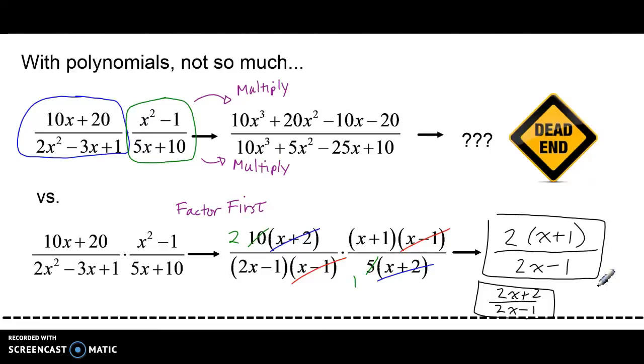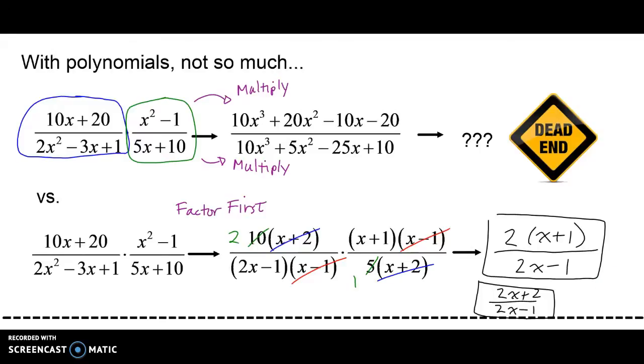In terms of writing on paper for tests in this class, I don't care. Write it either way. Leave everything factored in the top and bottom, or multiply out the top and bottom. I'll take either one. So don't worry about which format to put it in. Just make sure you've done all the canceling and you'll be okay.